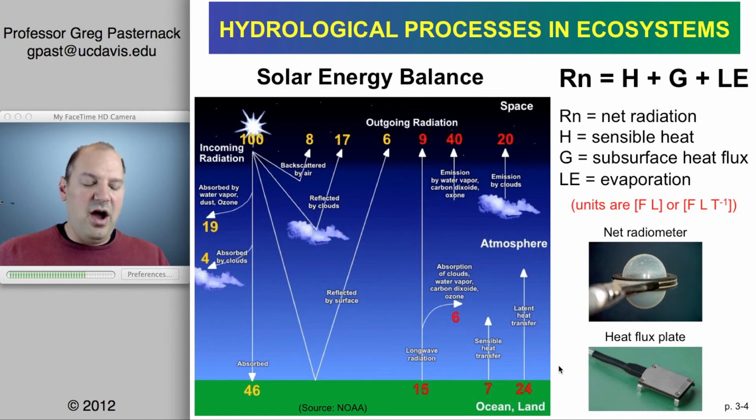So imagine that we have 100 units of incoming radiation. That's just made up. It's not exactly what that is, but let's just say you start with 100 units of energy. More than half of that is either backscattered, reflected by clouds or surface, or absorbed by clouds or gases in the atmosphere. Only 46 out of those 100 units ends up in the ground.